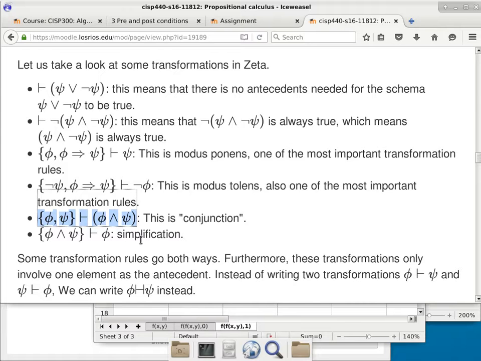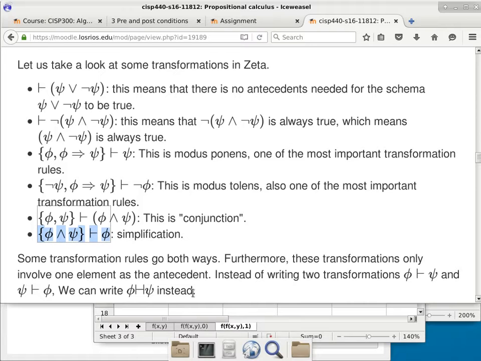This one is kind of trivial in a way. Because it says, if you already know that phi is in the set of true well-formed formulae, and psi is also in the set of true well-formed formulae, then the conjunction of these two is also true. Well, that's kind of a no-brainer. The next one is not as much of a no-brainer, even though it looks simpler.